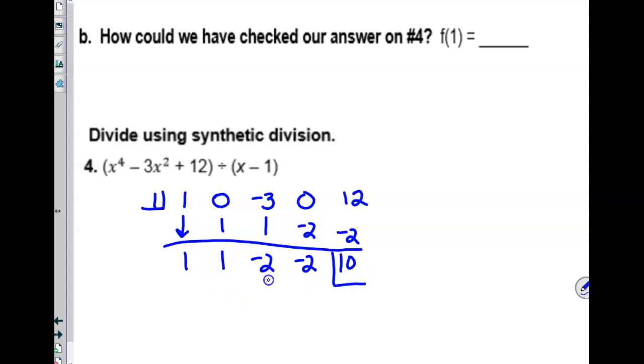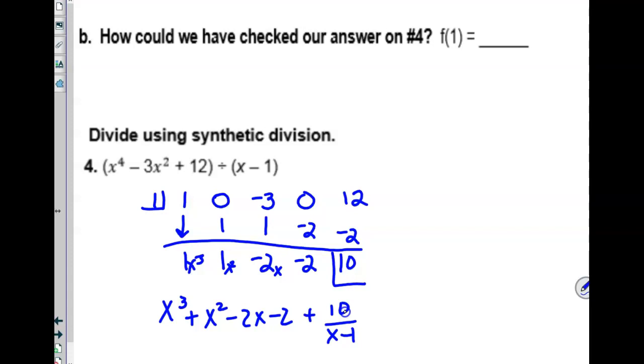All right, so can you tell me what this polynomial was? X, let's see, this was a constant. This one gets an x, x squared, x cubed. So it was x cubed plus x squared minus 2x minus 2, with a remainder of 10 over the divisor, x minus 1. Yuck. All right. Flip back over to the back if you have that done.